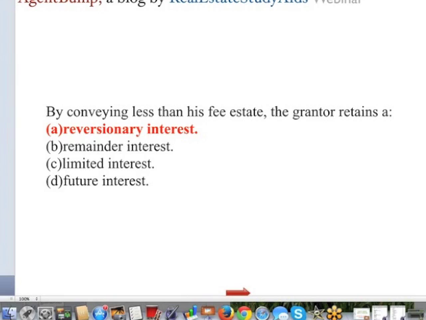Okay, so let's look at this. By conveying less than his fee estate, so it's a less than freehold estate, so it's a lease, the grantor retains a reversionary right. So this is a fancy way to say what we just spoke about. But remember, we started this by saying less than lease, less than lease, less than lease. Those were the key words we were going after.